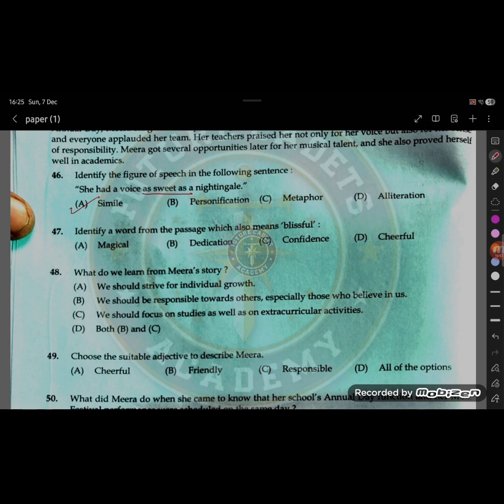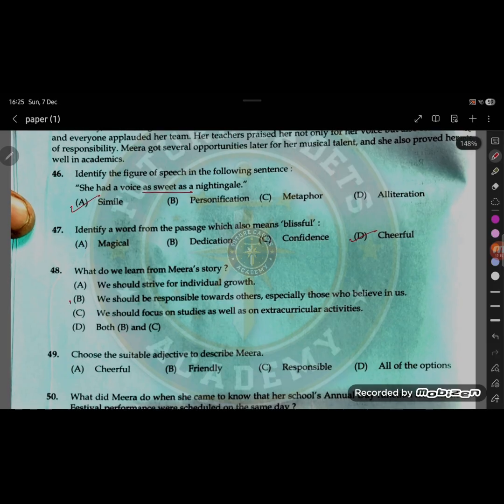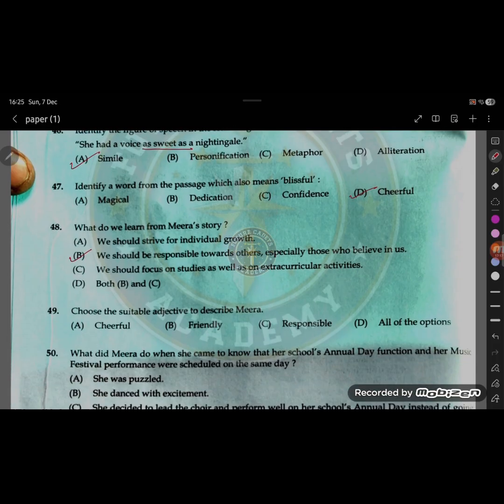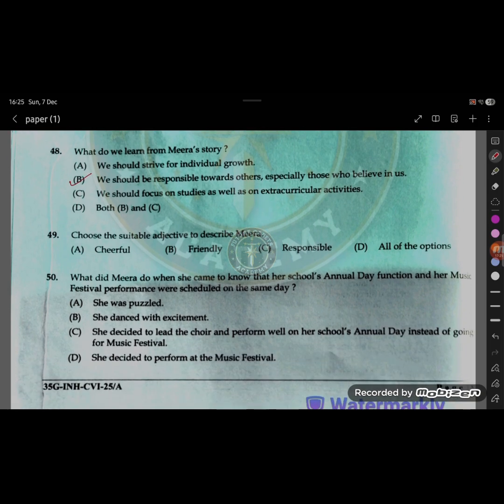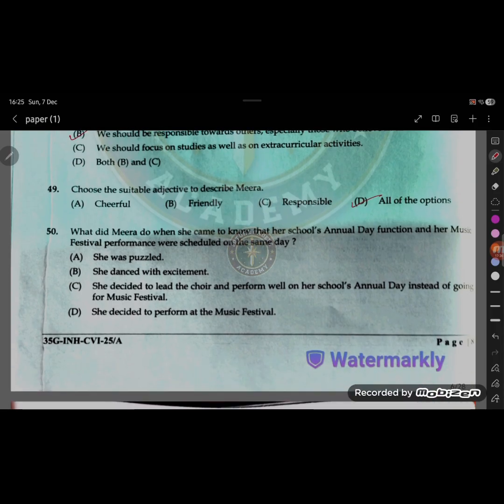Now 47 is to identify a word from the passage which also means blissful. For blissful, the appropriate answer can be cheerful. For the 48th question, it is asking for a moral, a learning. So B can be the answer for this. You all can read the passage and check on your own whether these answers are appropriate or not. For question number 49, the answer is D, because all are adjectives and all are suitable, right?